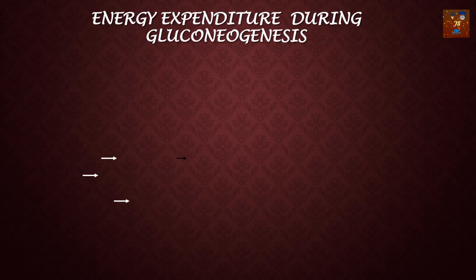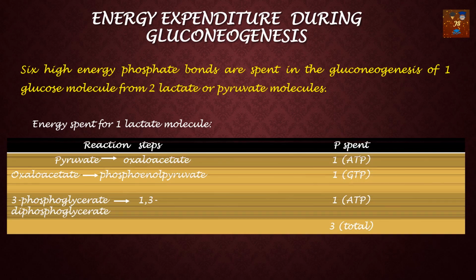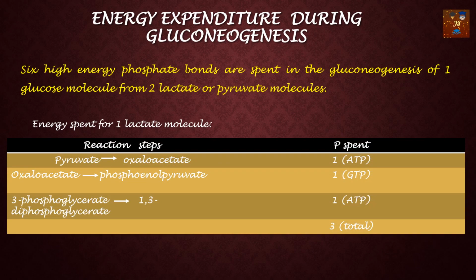Now, energy expenditure during gluconeogenesis. Six high energy phosphate bonds are spent in the gluconeogenesis of one glucose molecule from 2 lactate or pyruvate molecules. Means for 2 lactate molecules, one glucose molecule is formed, and 6 high energy phosphate bonds are spent. How? Energy spent for one lactate molecule, we can see in the table, where the reaction steps and the phosphate bonds spent are given.